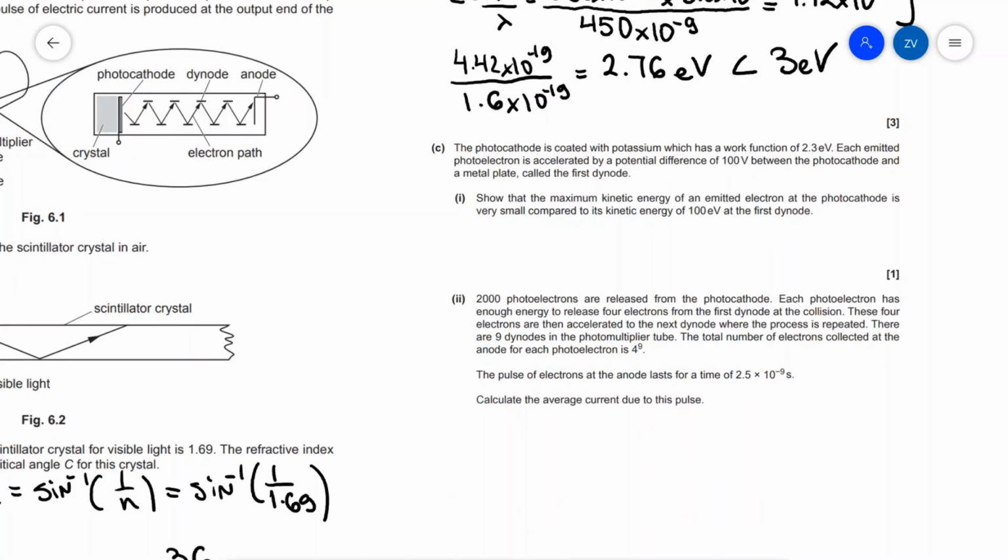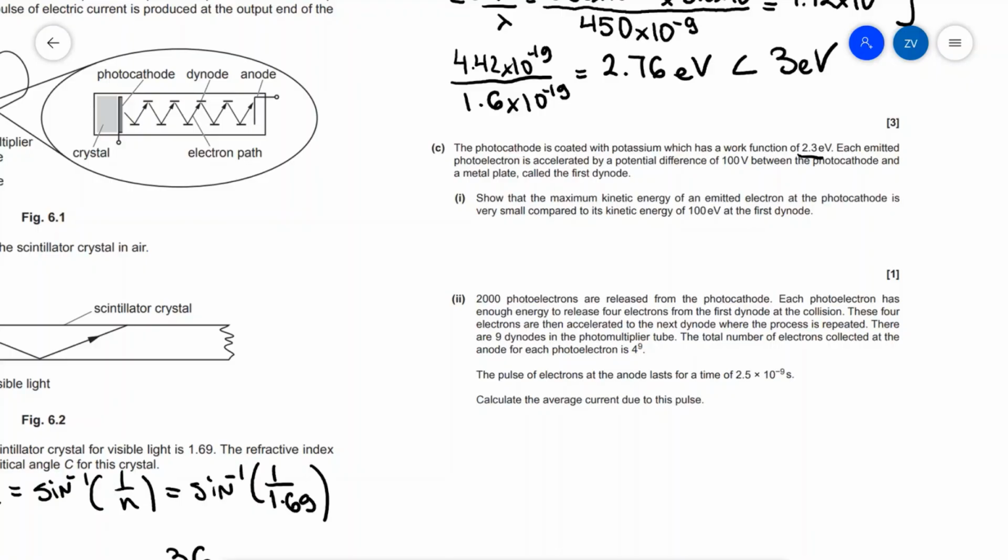Okay guys, so the photocathode is coated with potassium, which has a work function of 2.3 eV, and each photoelectron is accelerated by a potential difference of 100 volts between the photocathode and the metal plate called the first dynode. Now show that the maximum kinetic energy of an emitted electron at the photocathode is very small compared to its kinetic energy of 100 eV at the first dynode.